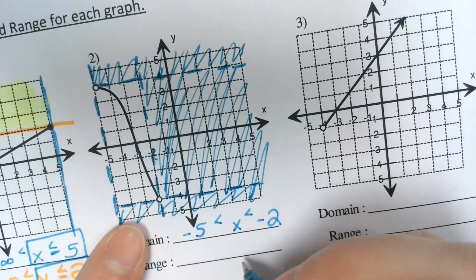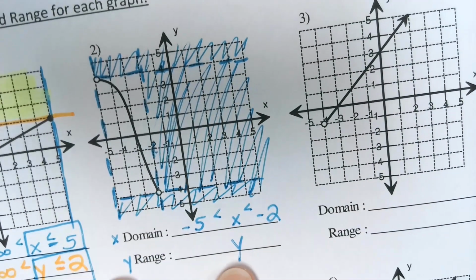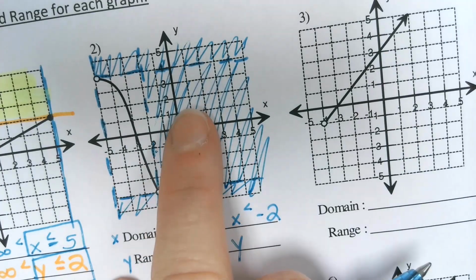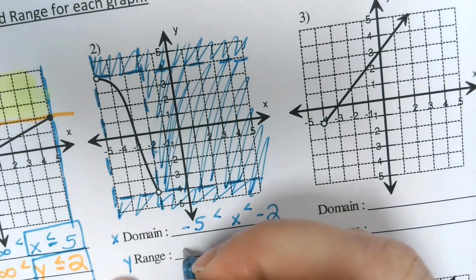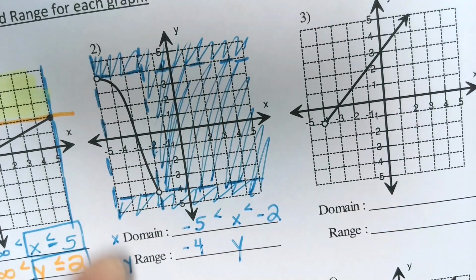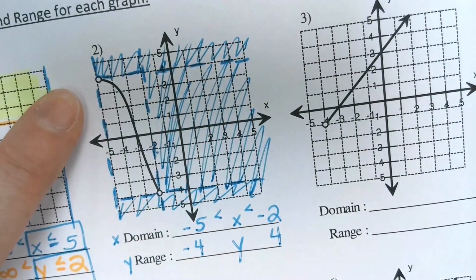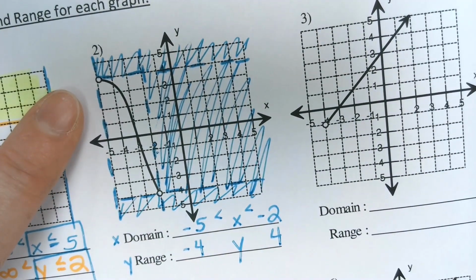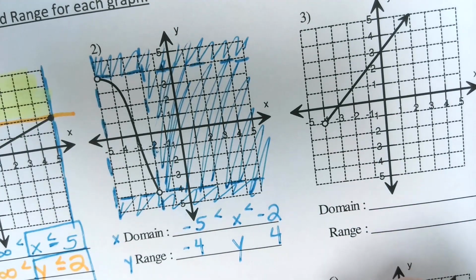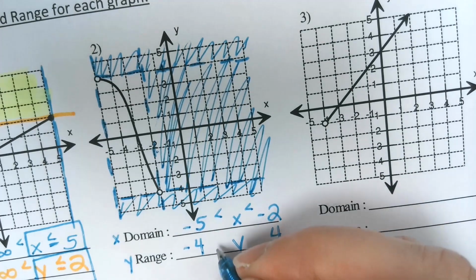So let's look at what y is going to be. Remember, range is y. So we're going to go down to negative 4 and up to positive 4. And they're both open circles, so it's just less than.